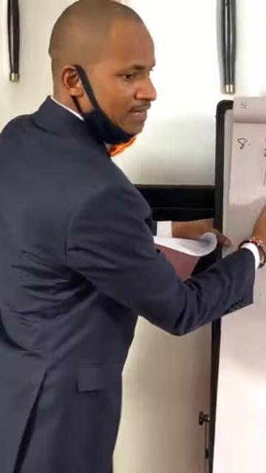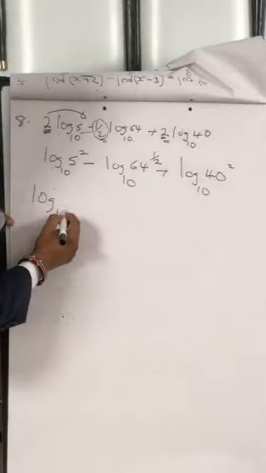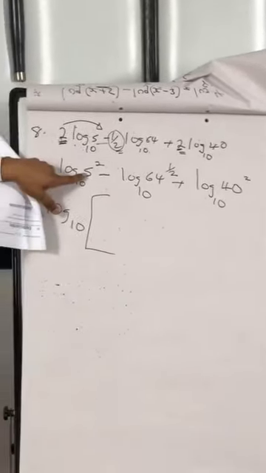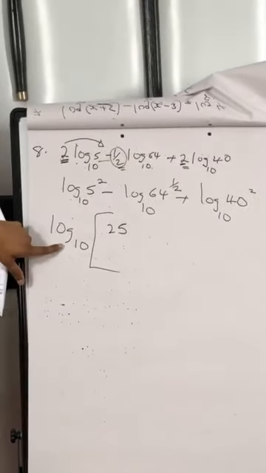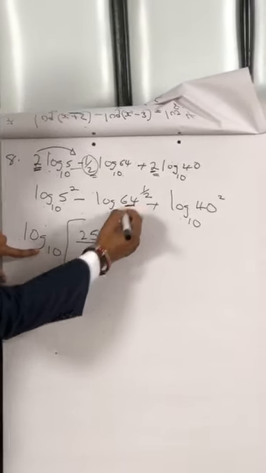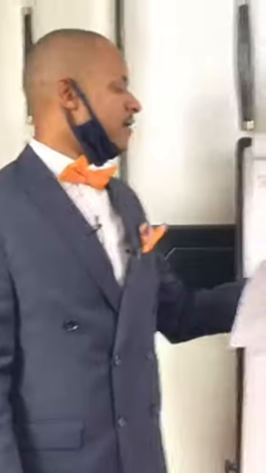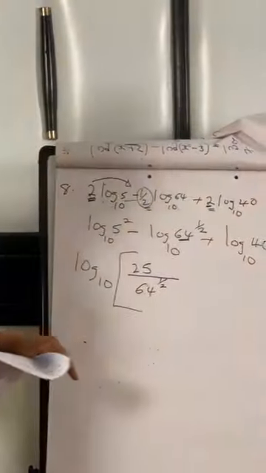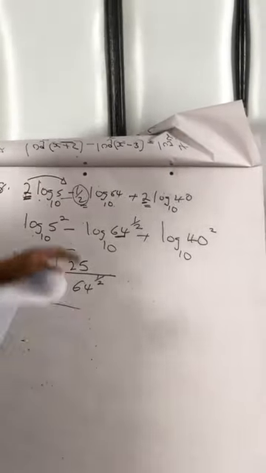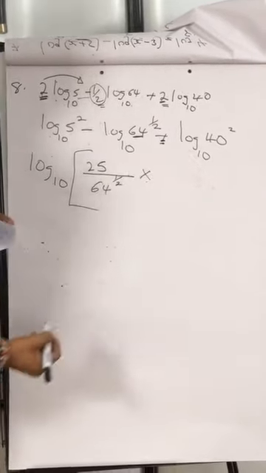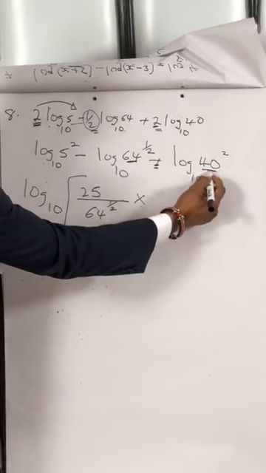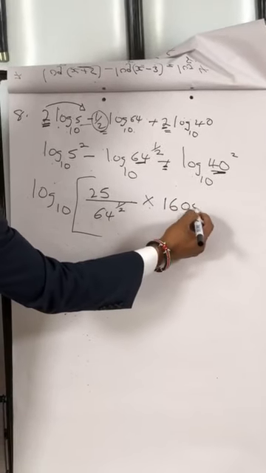Then again I told you, you collect the logarithms together. So when we collect this, we will have log to base 10 only outside the bracket. Then 5 squared is 25. But I have told you that when you see a minus sign, because you've collected logs to base 10, you divide by 64 raised to power a half. A number raised to power half is the same as finding the square root of that number. A number raised to power third is the same as finding a cube root. A number raised to power quarter is the same as finding the fourth root. So this becomes 64 raised to power half, times, because of plus, 40 squared. 40 squared is 1,600 from the calculator.